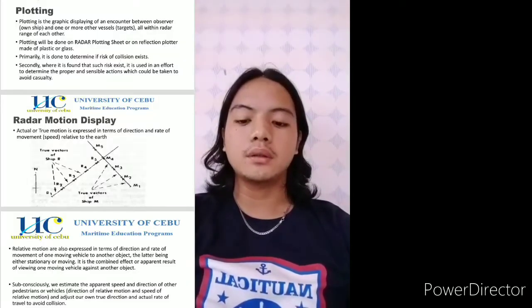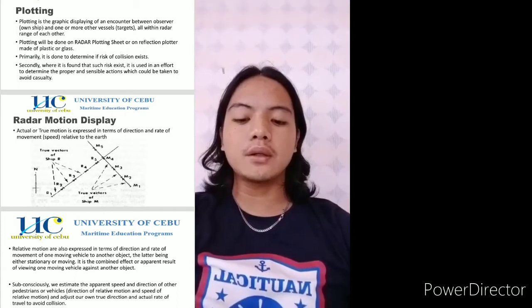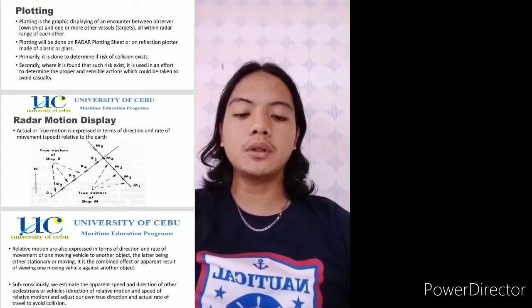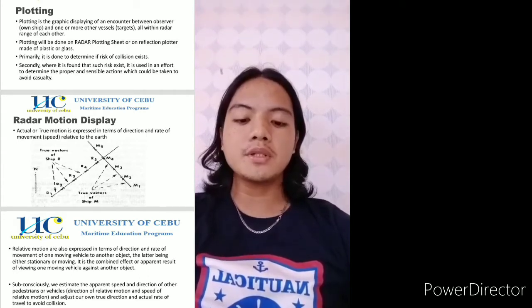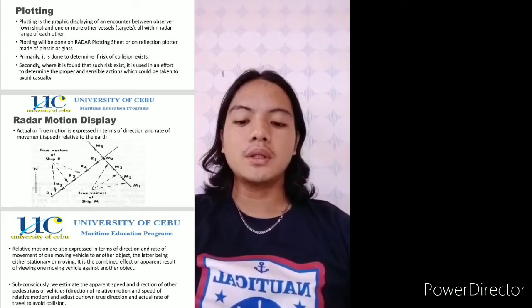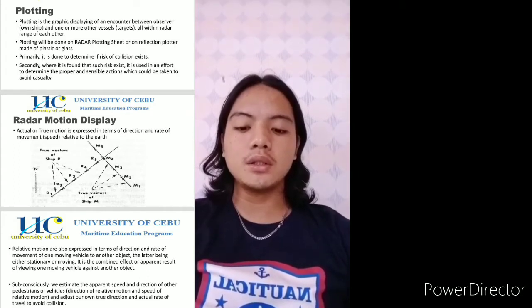Plotting. Plotting is the graphic displaying of an encounter between observer, own ship, and one or more other vessels or targets, all within radar range of each other.